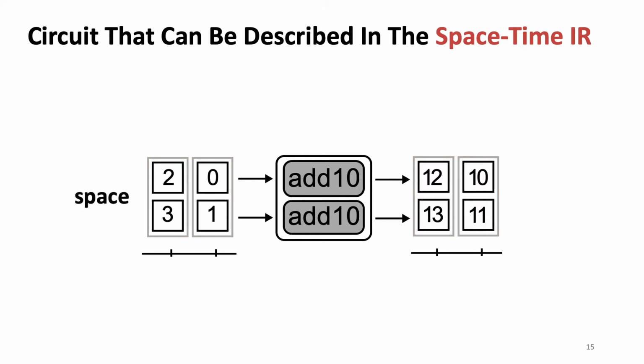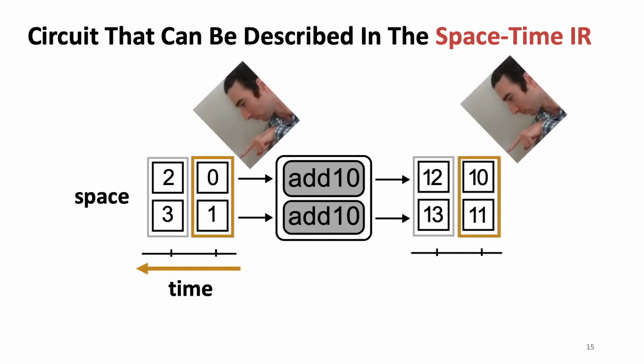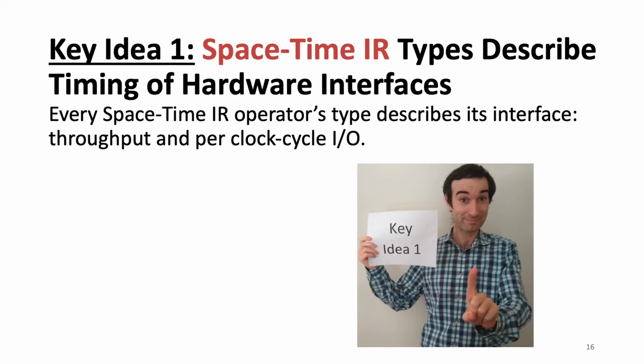The circuit diagram shows parallelism by placing the space dimension on the y-axis and the time dimension on the x-axis. Time flows right to left, so the first stream inputs are 0 and 1, and the first outputs are 10 and 11. The first key idea of Aetherling is that the space-time IR types describe the timing of hardware interfaces. In particular, the types describe the throughput and per clock cycle I/O.